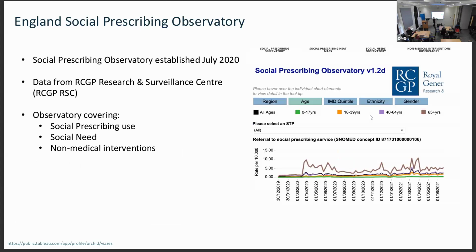This is the Social Prescribing Observatory that we created at Oxford. The RCGP Research Surveillance Centre is a data set of 2,000 GP practices, nationally representative across England. They upload their full electronic health record data sets twice per week. That data is pseudonymized and is made available for surveillance and public good purposes. So surveillance for influenza, swine flu, Ebola, COVID-19, etc. And then it's also made available for public good purposes, which is what we did here. So we covered social prescribing utilization, social need, and non-medical interventions. Now, one caveat around all of this is that we're only able to see what has a clinical code.